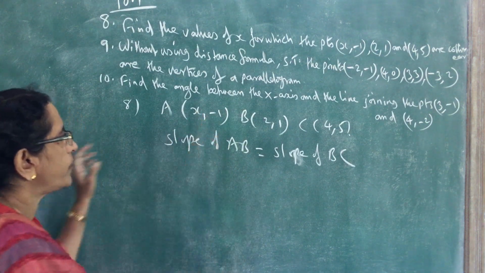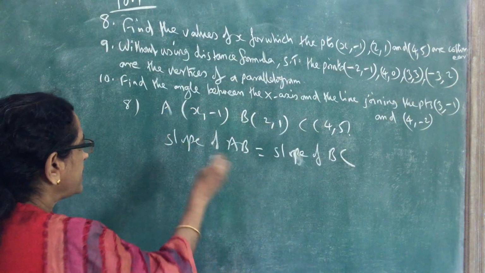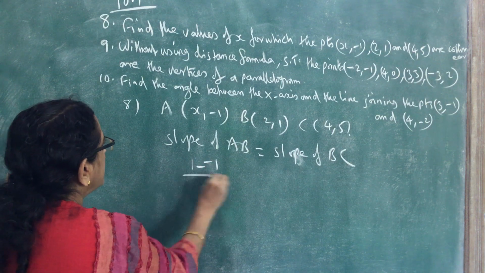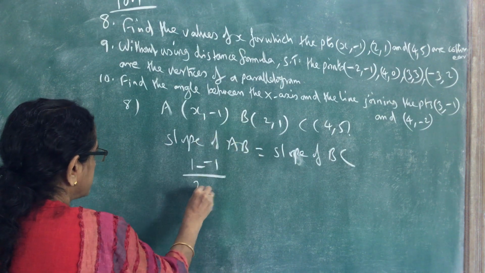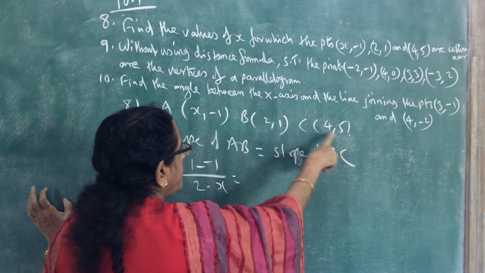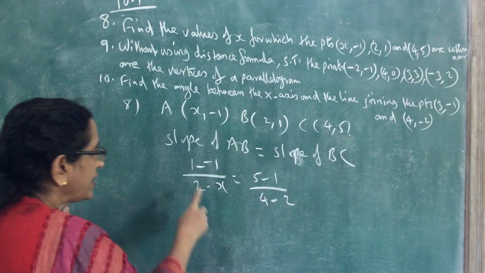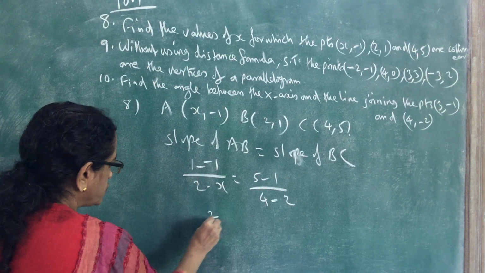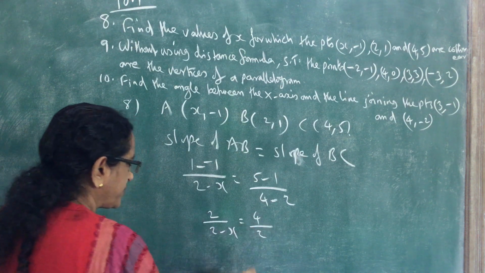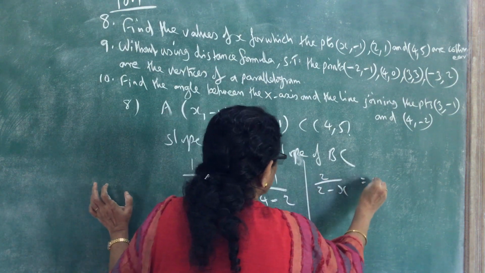So we can apply the formula for slope. Slope of AB is (y2 − y1)/(x2 − x1), so that is (1 − (−1))/(2 − x), equal to the slope of BC. Slope of BC is (y2 − y1)/(x2 − x1), that is (5 − 1)/(4 − 2). So 1 minus minus 1 is 2. 2/(2 − x) equals 4/2, that is 2/(2 − x) equals 2.